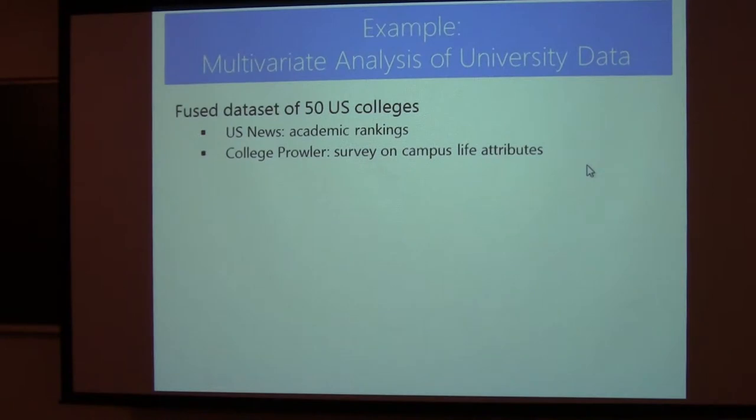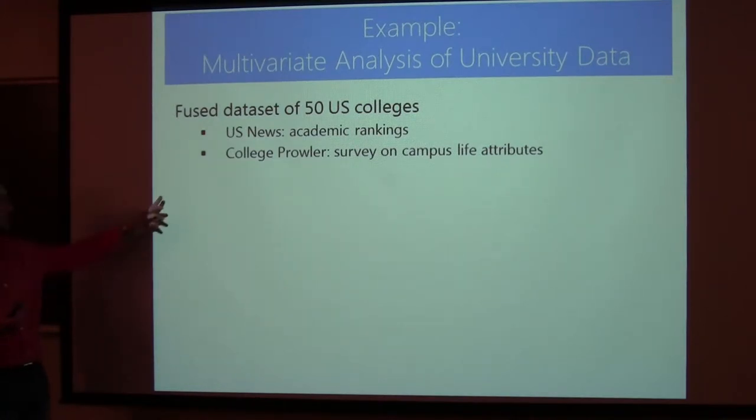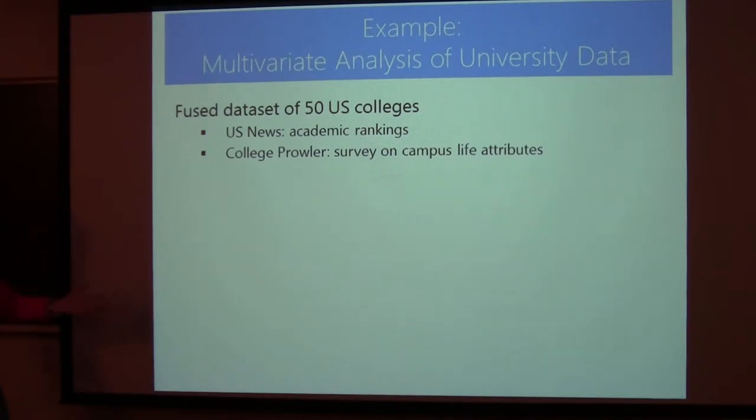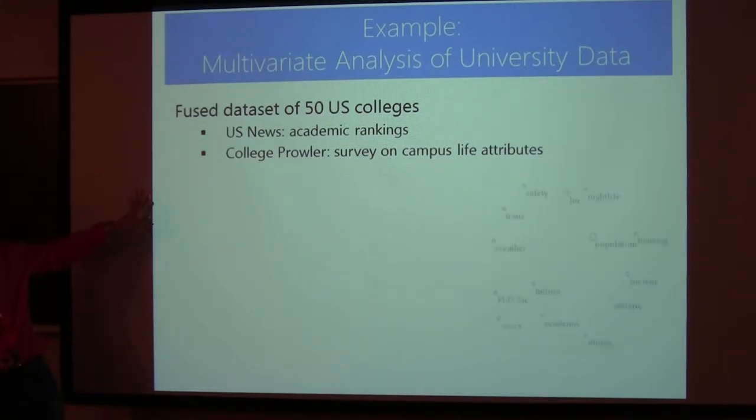So we did some analysis for demonstration purposes, for university data, which really shows the power of the correlation display very nicely. We took two data sets: the US News data set, which ranks universities, and College Prowler, which looks more at the social aspects of a campus. We combined them. It's always good to fuse two or more data sets, you always get very interesting findings. With only one single data set it's not that good, but once you have a lot of them, it's very nice.